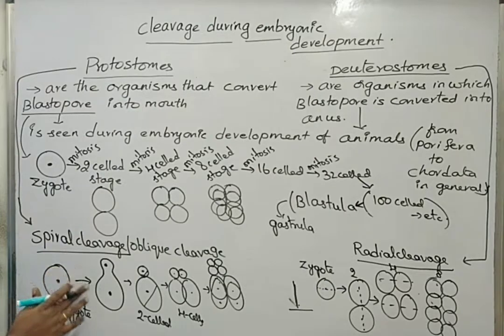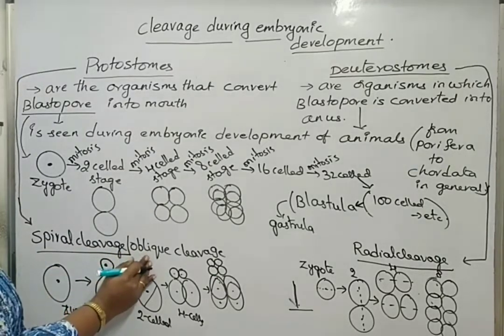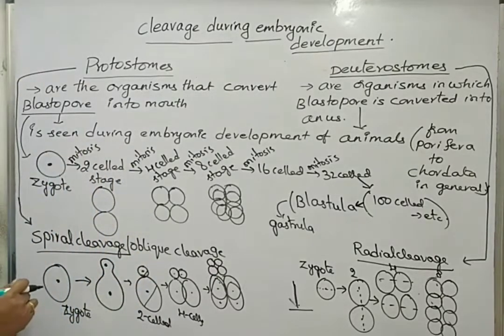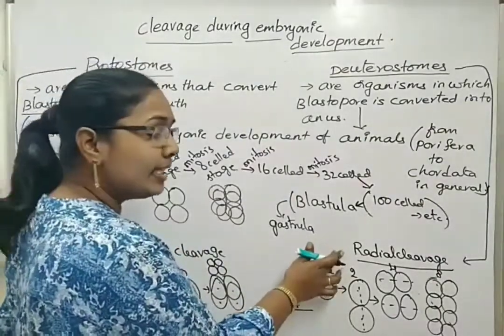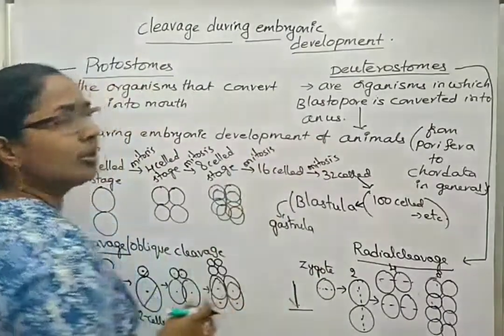This is a small explanation because in the previous year MCQs, we have seen the type of cleavages asked in either protostomes or deuterostomes. Answer will be spiral cleavage or determinate cleavage or oblique cleavage is seen in case of protostomes, and radial cleavage or indeterminate cleavage or perpendicular cleavage is seen in case of deuterostomes.